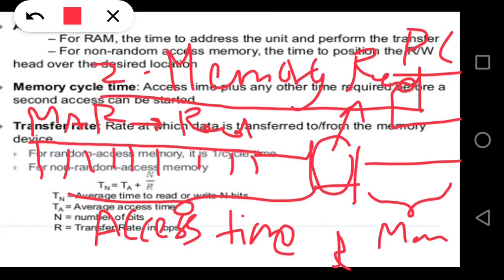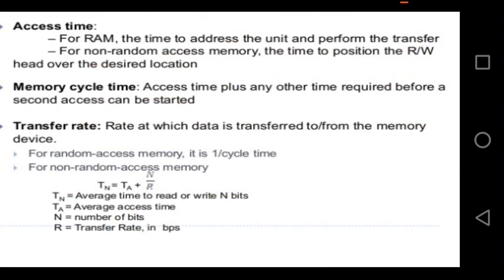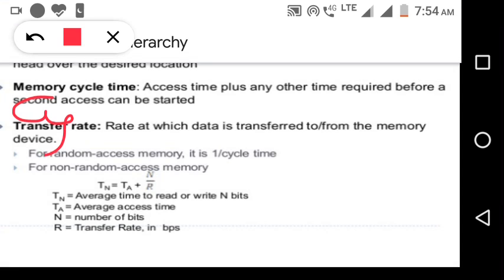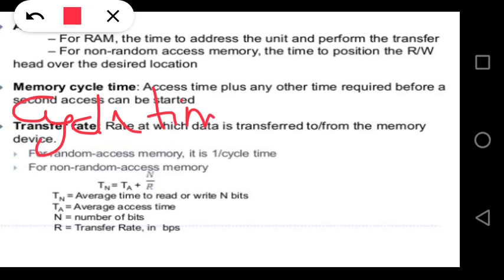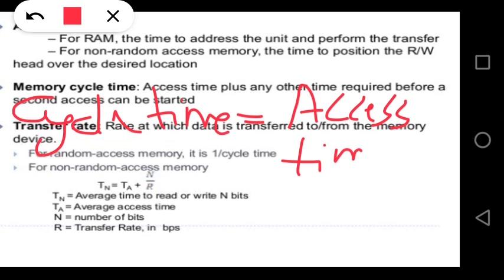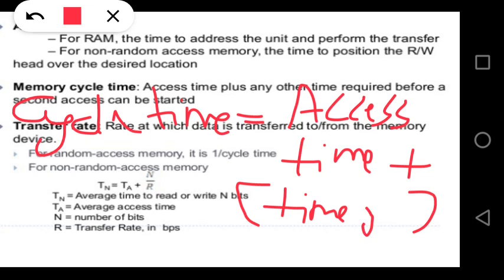So this gap plus access time is called the total cycle time. So if you define it, cycle time is access time plus some time gap. You can call it a small delta t. If this is t, this delta t would be very small with respect to t, but it also plays an important role. So this time is called cycle time.